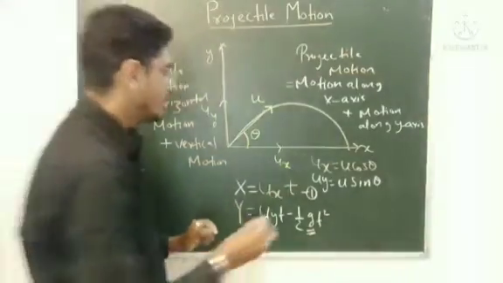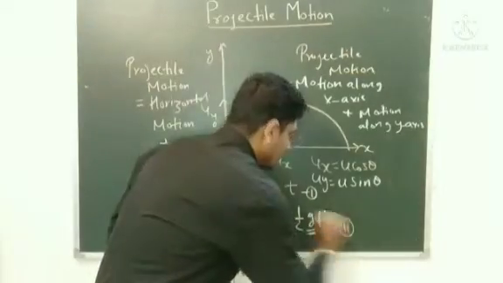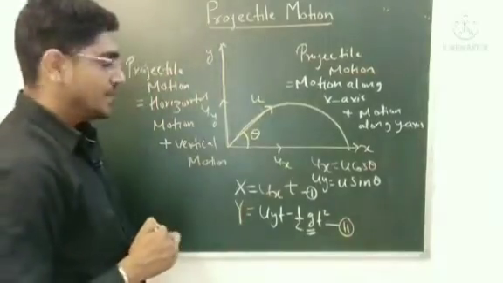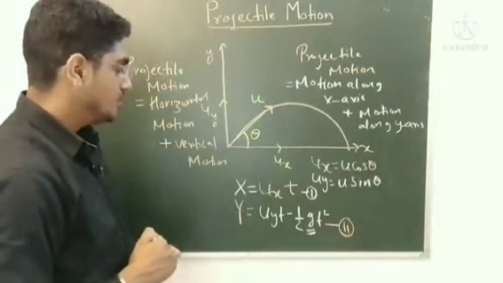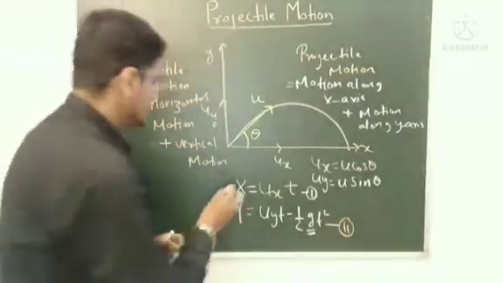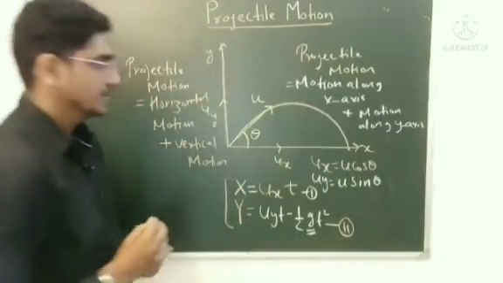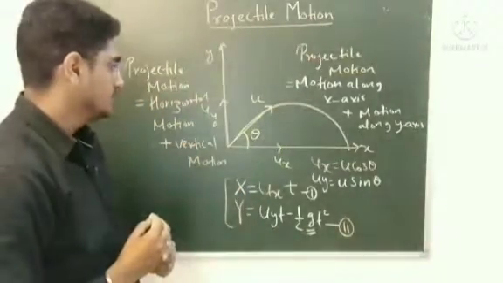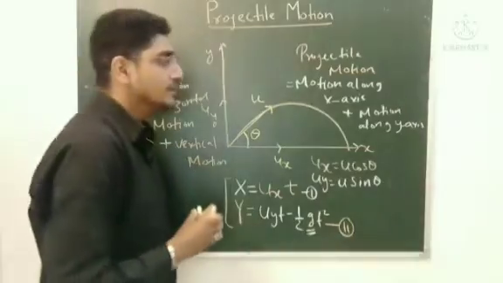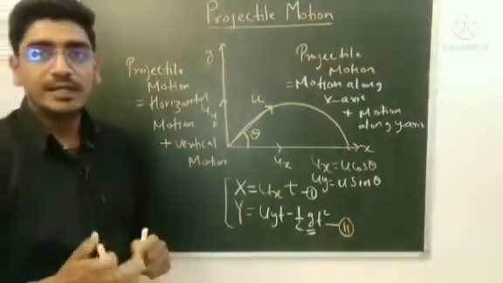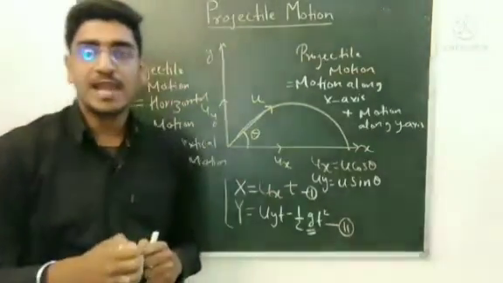So this is the equation for the y component. So x equals ux times t, and y equals uy t minus half g t square. This is the equation for the x component and y component. Okay. So now we can derive the different terms for projectile.